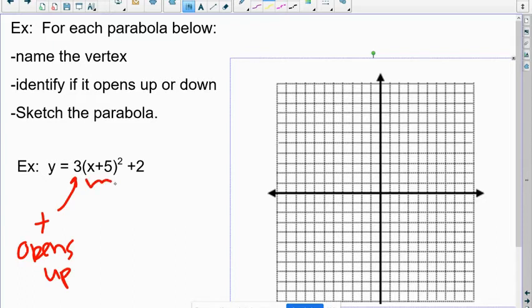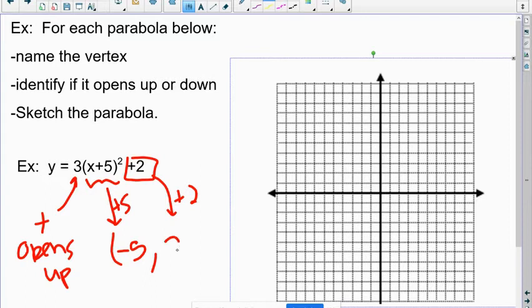The plus 5 inside the parentheses, remember we do the opposite. So since this is a plus 5 in my ordered pair, my vertex is going to be at negative 5. And when you have a plus 2 on the outside, that stays the same. So it's going to stay positive 2. So I'm going to plot my vertex at negative 5, 2.